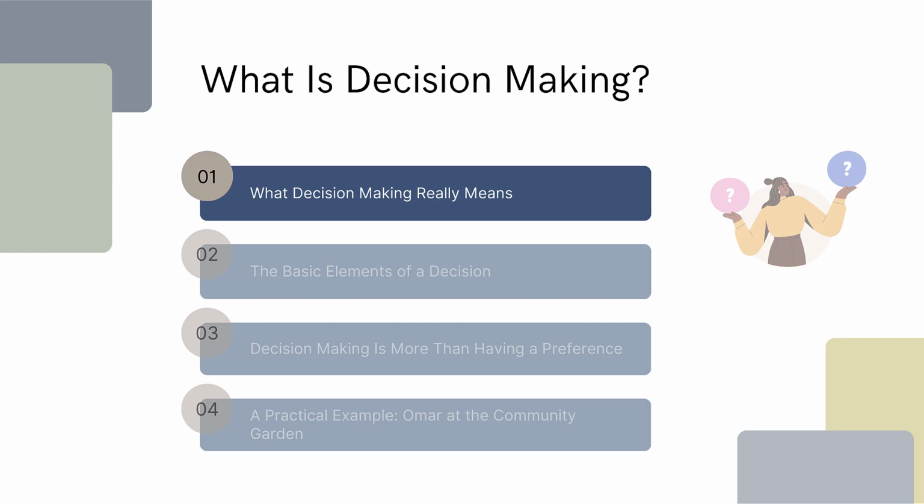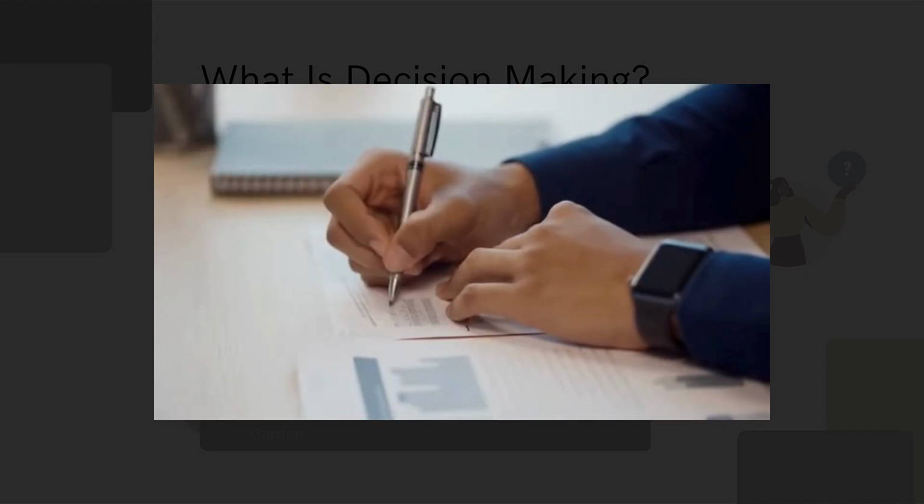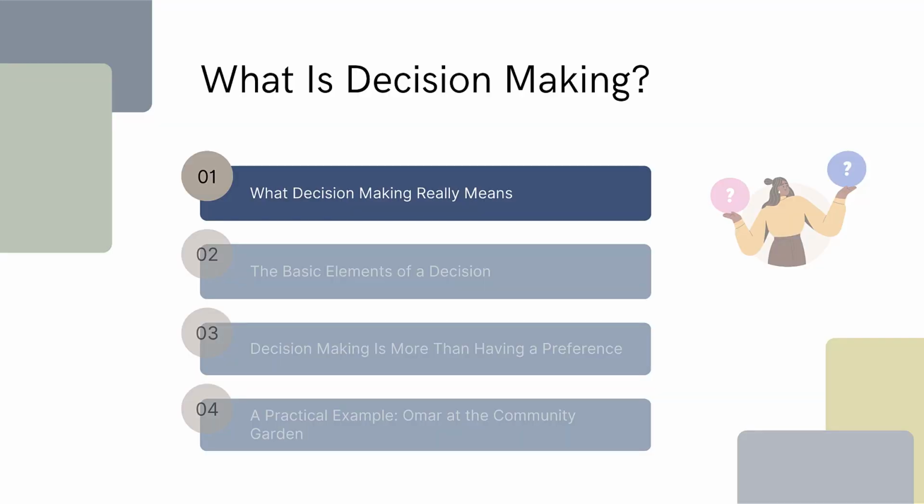What decision-making really means. Decision-making is the intentional process of selecting a course of action from two or more possible alternatives. It begins when you recognize that a choice is required. You then clarify what must be decided, consider what you want to achieve, identify realistic alternatives, evaluate relevant information, and select what you believe is the most appropriate action.